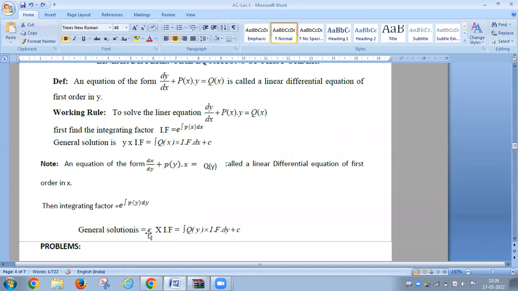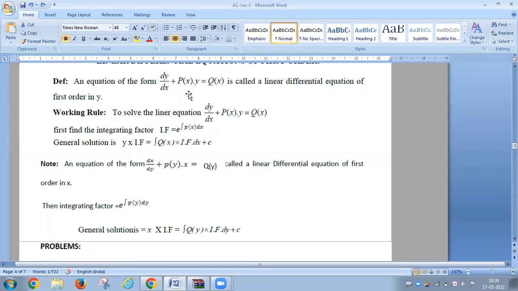In this case the general solution is x into integrating factor equal to integral q into integrating factor dy, plus some constant c, where c is a constant.